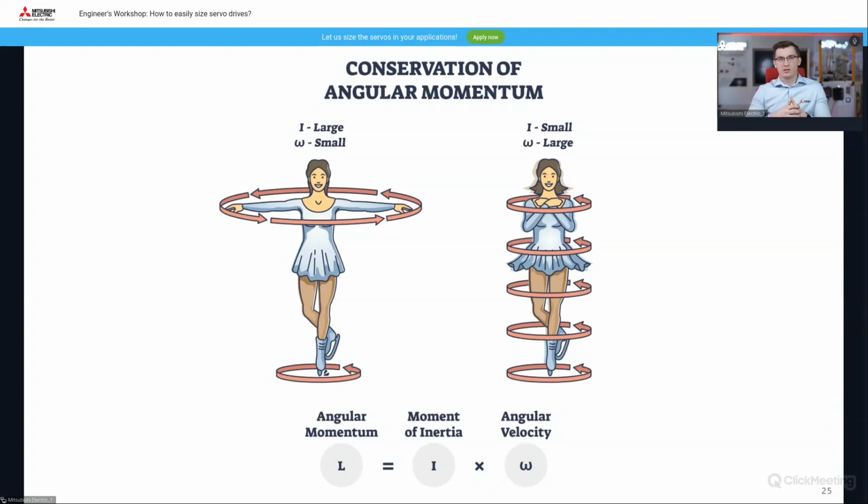A little physics trick, let's say. And you can see here that we have the equation: angular momentum equals moment of inertia multiplied by the angular velocity.